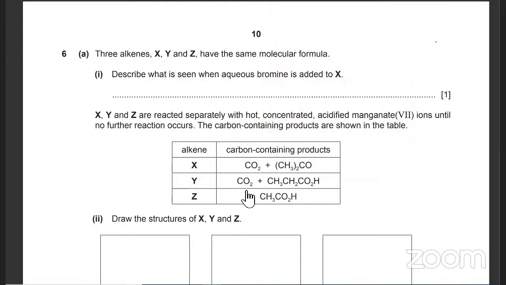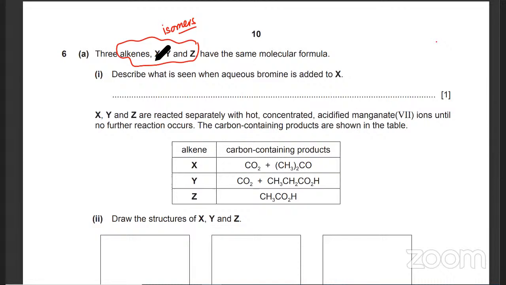So starting with the first question, what he's saying is that there are 3 alkenes, and they have the same molecular formula. So they're basically isomers of each other. Whether they are stereo or structural isomers, we don't know, but they have the same molecular formula. Describe what is seen when aqueous bromine is added.